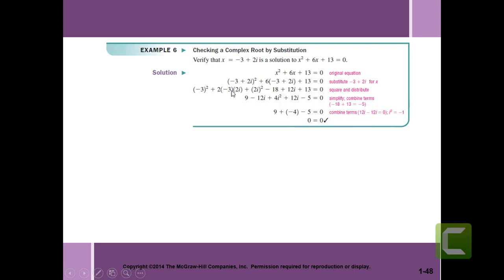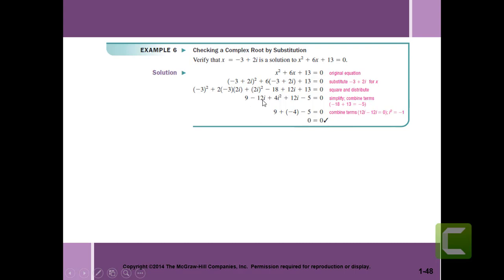There's our 9. This is going to simplify to what? It's going to be negative 12, right? There's our minus 12i. And this is going to equal what? 4, because it's going to be 2 squared times i squared, because the properties of exponents here say that we can distribute the square across these two factors. So this is going to be 2 squared times i squared, which is 4 times i squared. Well, i squared is negative 1, so it's going to be negative 4. So 4i squared, there's where that comes from.